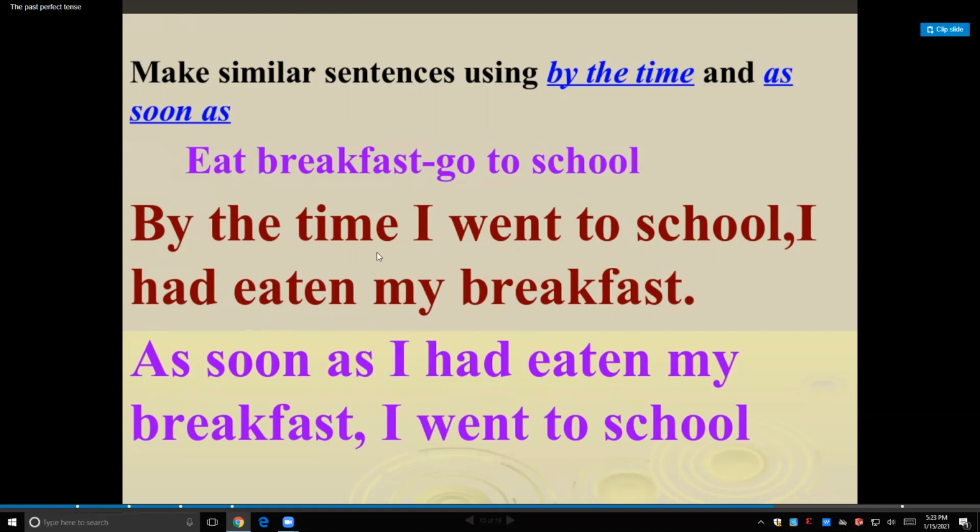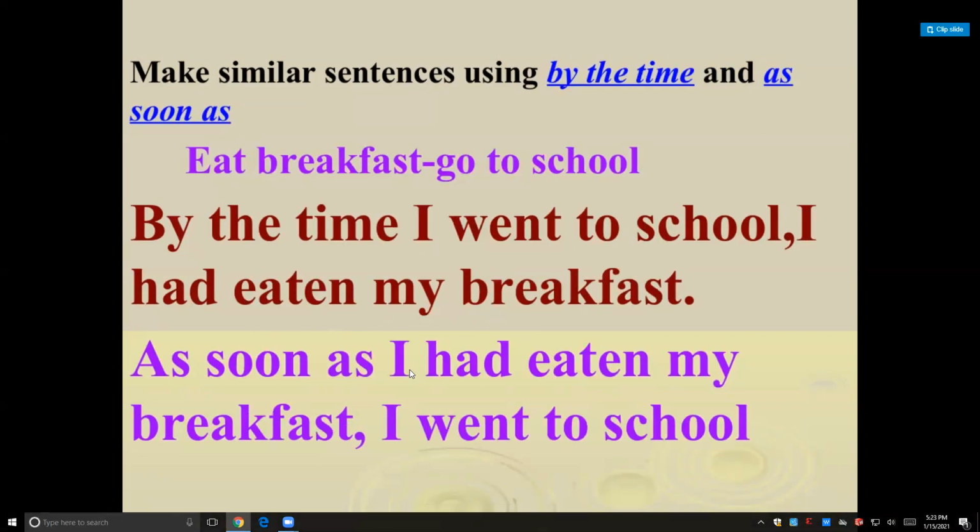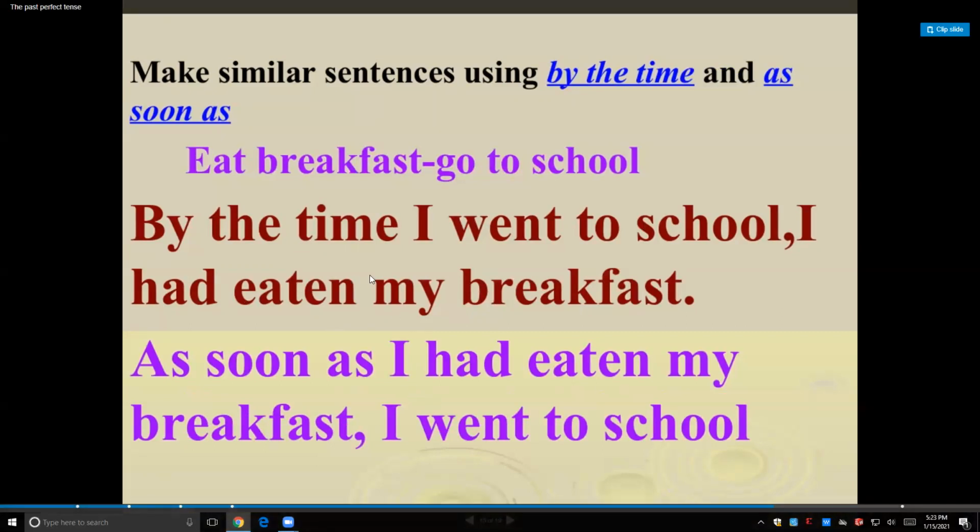Again, the structure of the sentence is different. Here we have used past simple first and then past perfect. Here we have used past perfect first and then past simple. But again, keep in mind that the action which took place first has to be in past perfect, and it is in both these sentences. In both sentences, which action took place first? Eating breakfast. So here I had eaten my breakfast. Here I had eaten my breakfast. So in both sentences, this action which took place first is actually in past perfect, and the other action is in past simple.